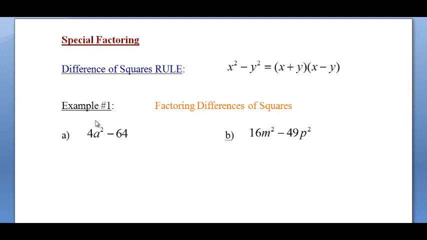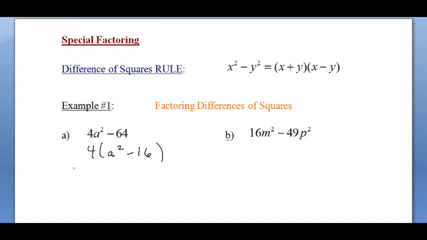So let's look at how this works in example 1a. Here we have 4a squared minus 64. As is true in all factoring problems, our first step is to remove the GCF, in this case 4. Now once we've removed the 4, we look at our remaining factor, the a squared minus 16, to see if it fits our rule. Our first term is a perfect square. A times a gives us a squared. 16 is also a perfect square, 4 times 4, and they're separated by a minus sign.